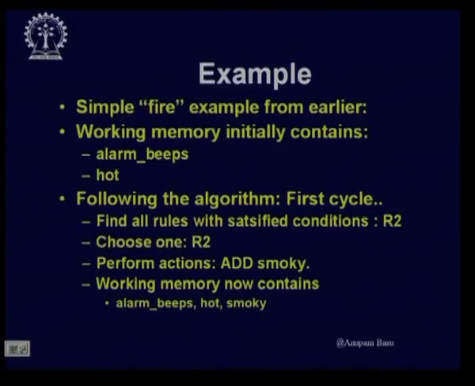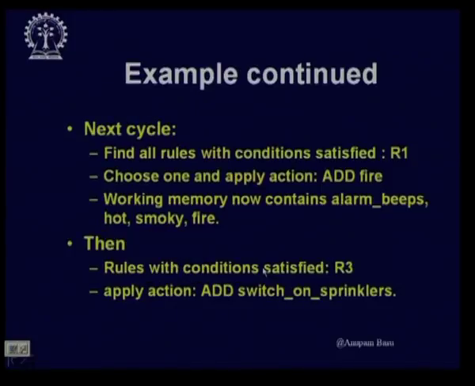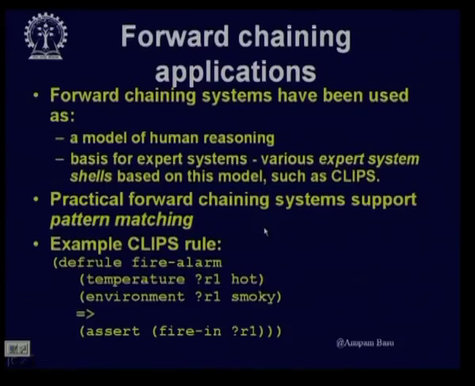So, typically the examples that we are giving till now were forward chaining based. Okay. So, this is the same example that we had talked about. So, here as I was explaining, all the rules that satisfies the condition in that case was just the second rule, and so we added smoky and the working memory got changed. All right. So, ultimately we arrived at switch on sprinklers.